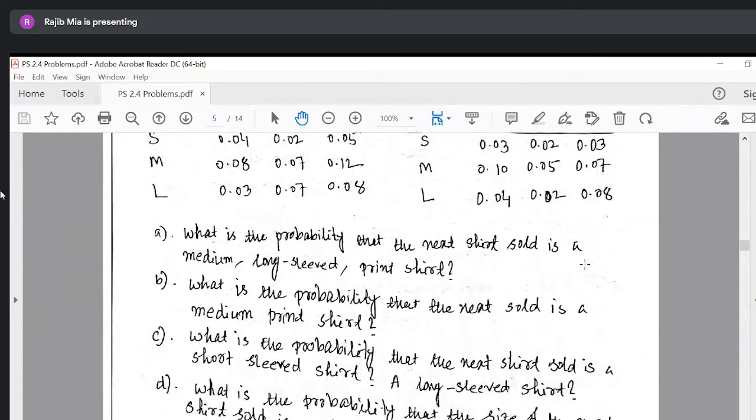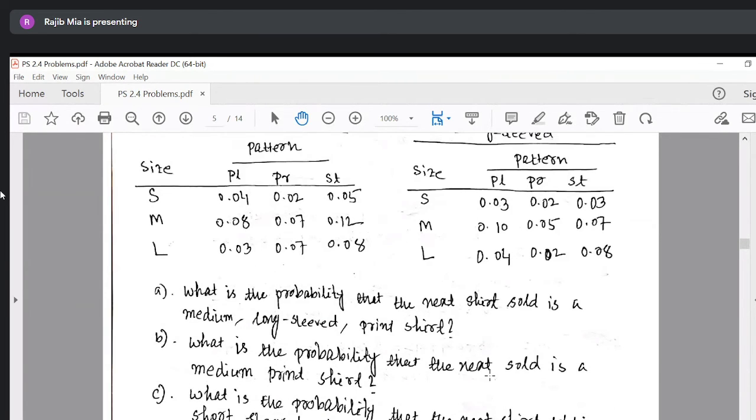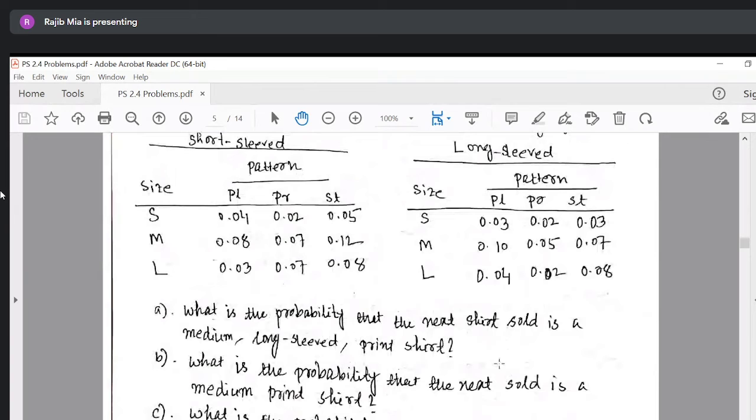Then also find what is the probability that the next shirt sold is a long sleeve shirt. What is the probability that the next shirt sold is a short sleeve shirt? First find this. So 0.52. Sir, we have to add 0.56, all the short sleeve pattern shirts.